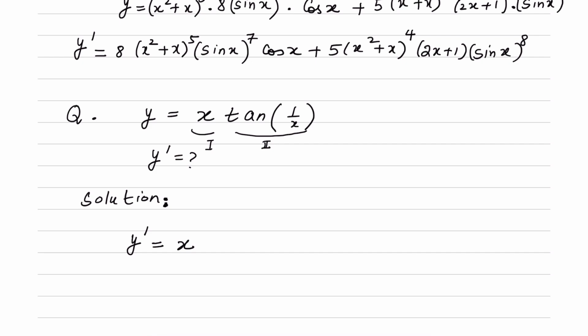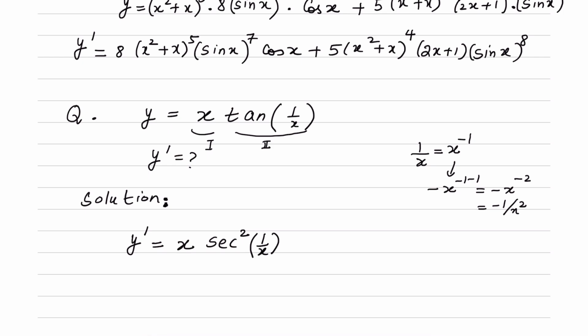So derivative of tan is secant square angle. Here the angle is 1 over x. So derivative of tan 1 over x is secant square angle, and then the angle's derivative. Angle is 1 over x. We have to find its derivative. We can write it as x to power minus 1, and then its derivative by power rule is minus x to power minus 1 minus 1, which is minus x to power minus 2. And when we simplify, it could be written as minus 1 over x square.